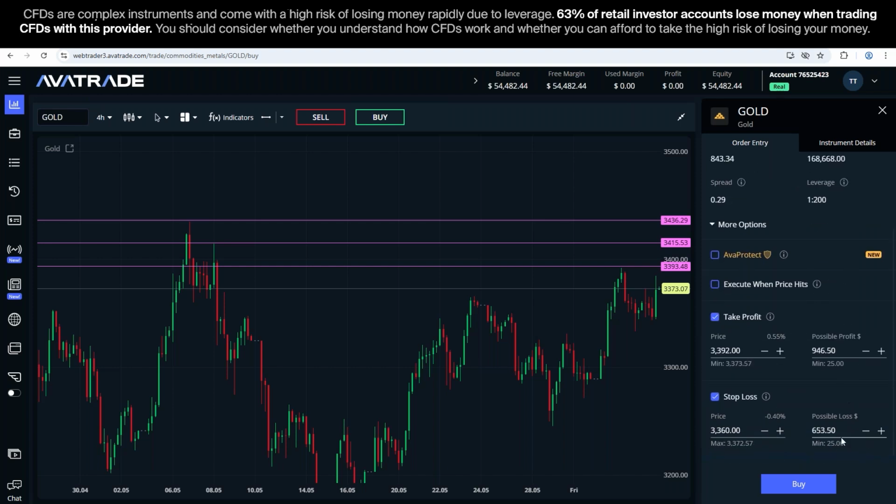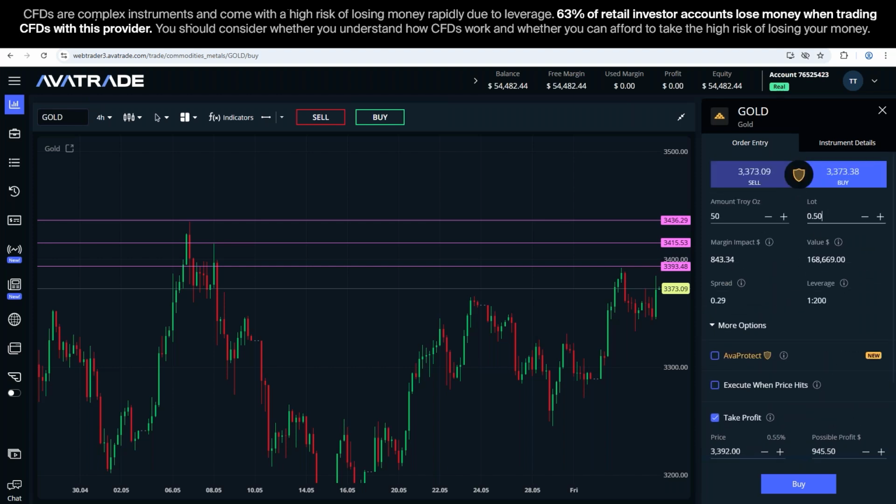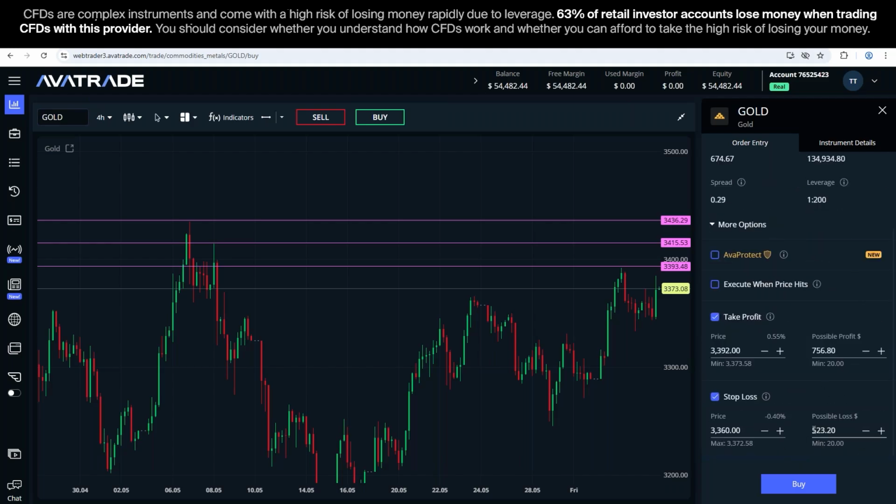So here I say I'm risking 650. So now I'm starting to zero in on my trade size. And so right there is a little bit less than 1% of my account, risking about 518 to make over 750, 760 or so.